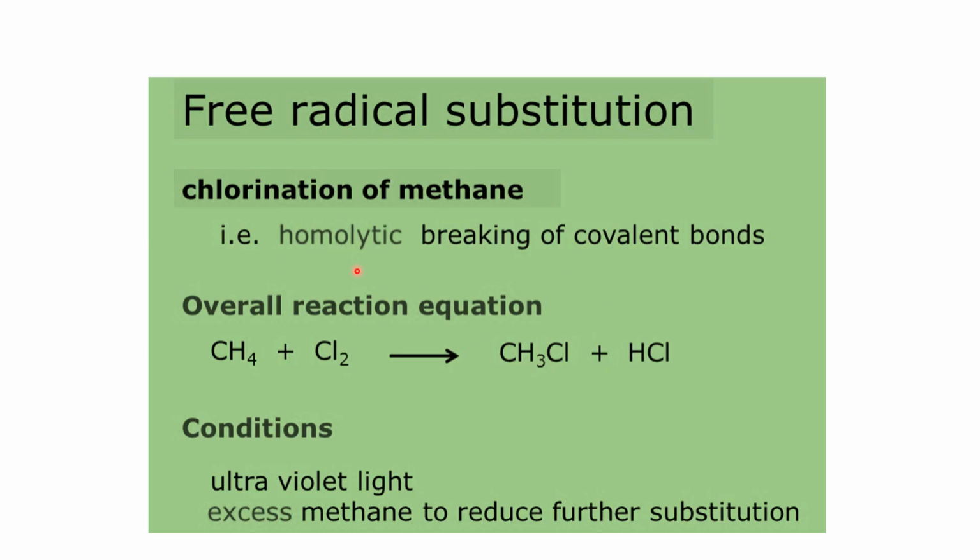So let us consider the chlorination of methane. So here the homolytic breaking of covalent bond occurs. So Cl2 is cleaved homolytically. As a result, you will get Cl dot, that is chlorine radical. So overall reaction required is methane and chlorination. You will get methyl chloride, methylene chloride, carbon tetrachloride via chloroform. So the condition, ultraviolet light, that is h nu, over the arrow mark you will be writing it as h nu, that is nothing but UV light, excess methane to reduce further substitution.